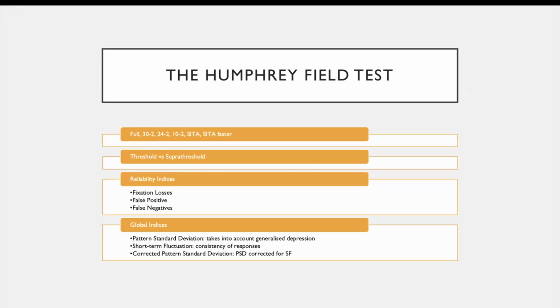You then look at short-term fluctuations. This is essentially how consistent your responses are. A threshold will be tested twice to see whether or not somebody is consistent with what they're responding. And then the corrected pattern standard deviation is your pattern standard deviation corrected for your short-term fluctuation. The corrected PSD is usually one of the best things to look at when deciding whether or not someone has a field deficit and if things have progressed.